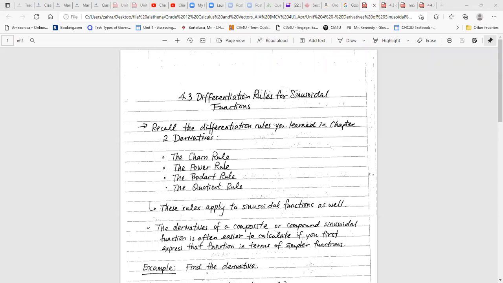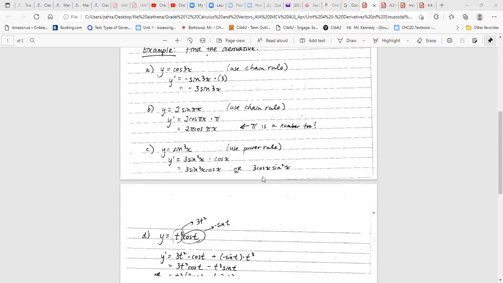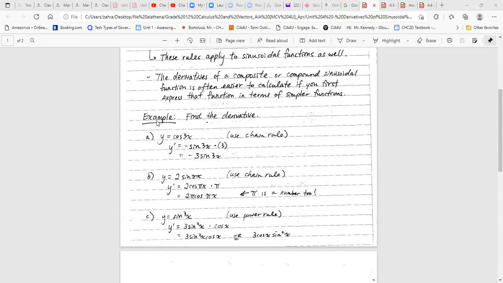Okay, 4.3 differentiation rules for sinusoidal functions. So we did the chain rule, power, product, and quotient rule before. Now we can apply that here.